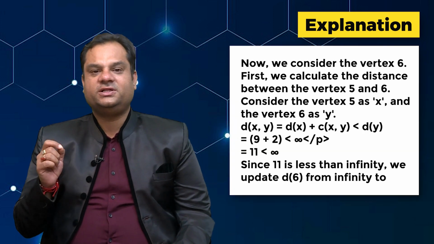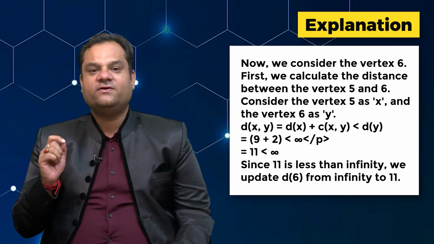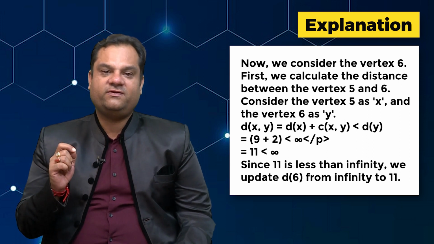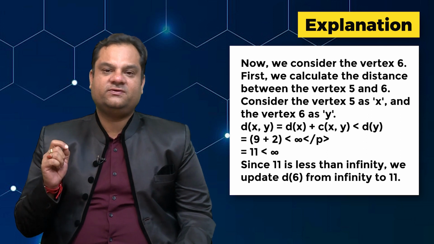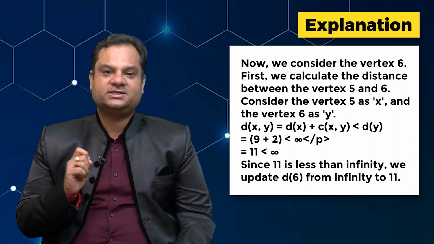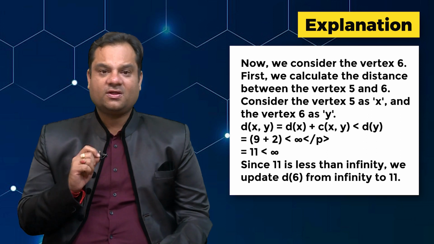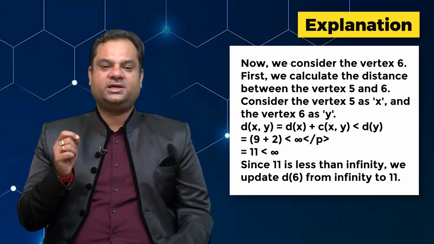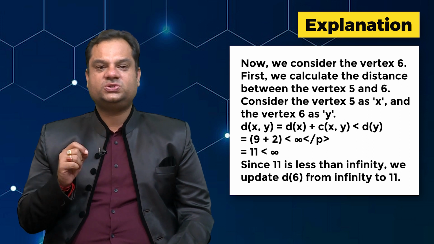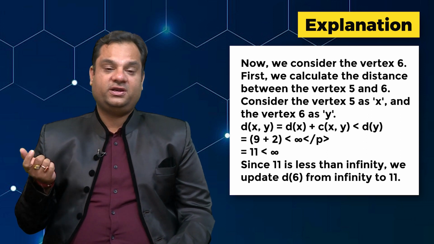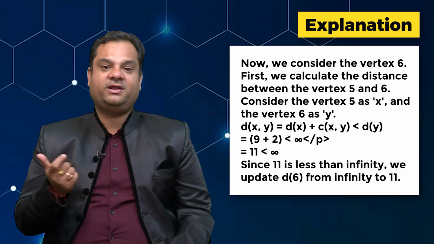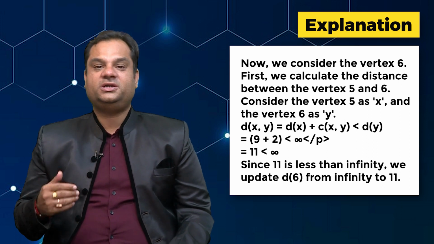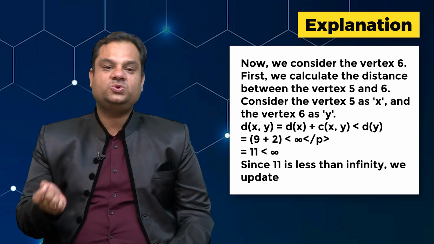Now we consider vertex 6. First, we calculate the distance between vertex 5 and 6. Consider vertex 5 as x and vertex 6 as y. Again, with the help of the same formula, we put the value of dx as 9 and c of xy as 2, and the dy value is infinity. So, 9 plus 2 is 11. Since 11 is less than infinity, we update the d6 value from infinity to 11.